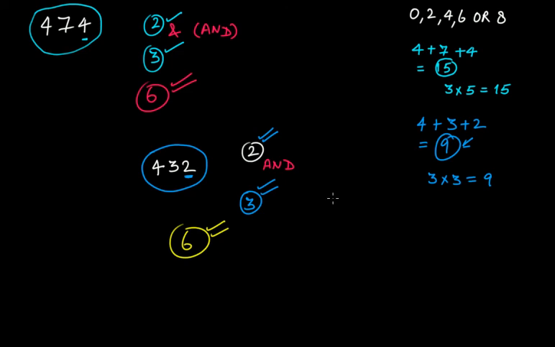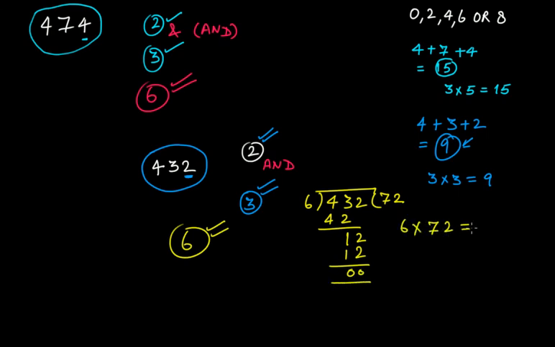If you want to cross check it, 432 divided by 6 will be 72. So 6 times 72 will be 432. So this was the shortest way to check whether any number is divisible by 6 or not. So remember, if the number is divisible by 2 and if the number is divisible by 3 also, then that number will be divisible by 6 also.